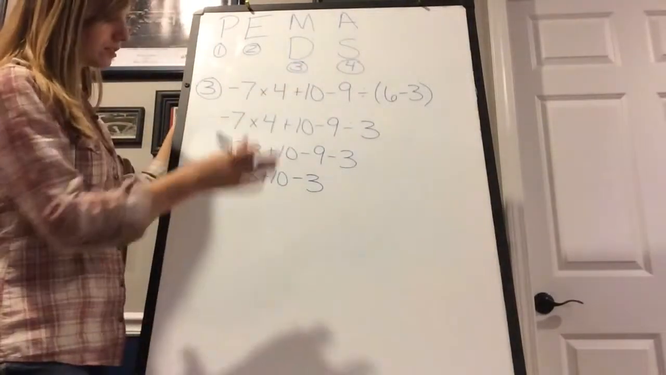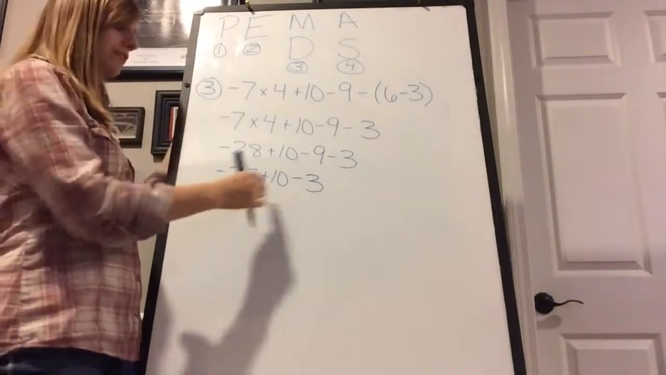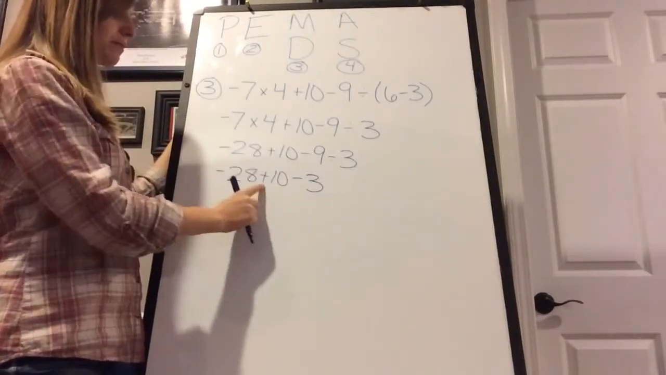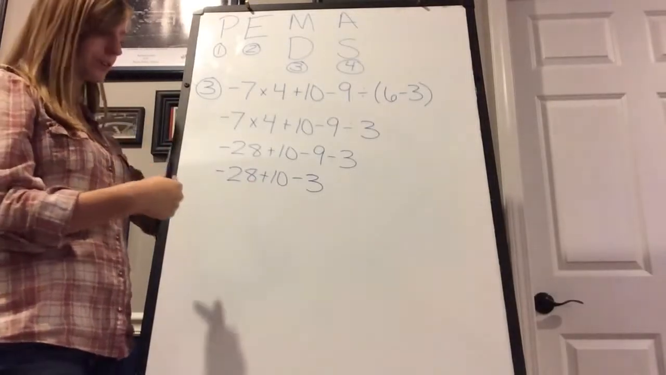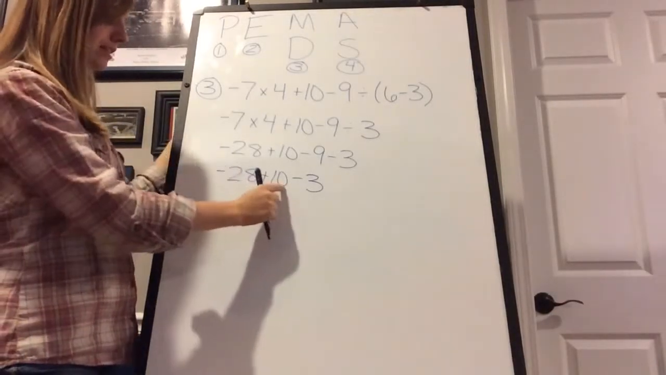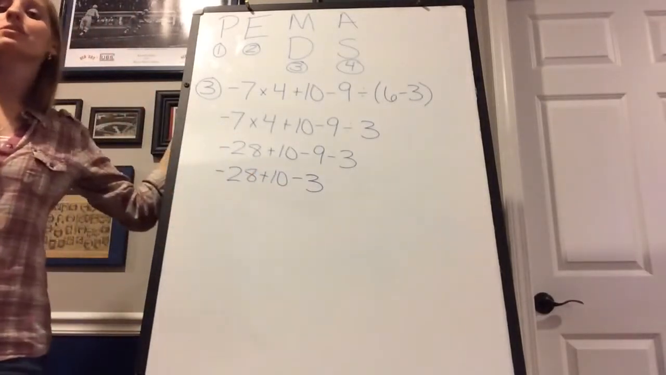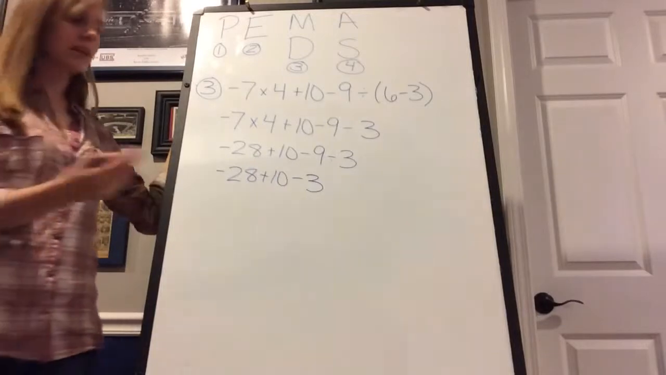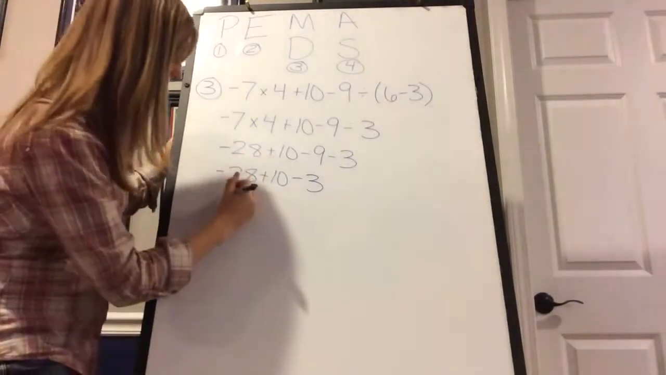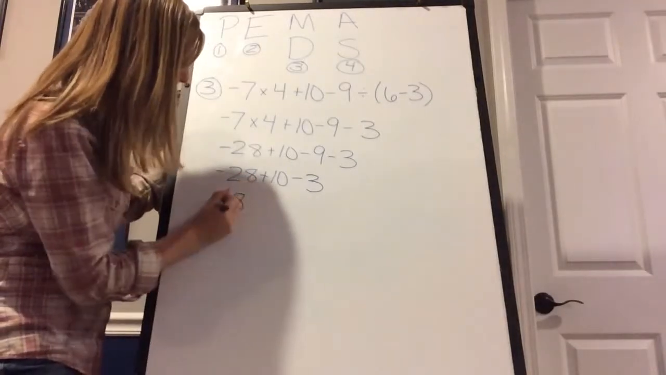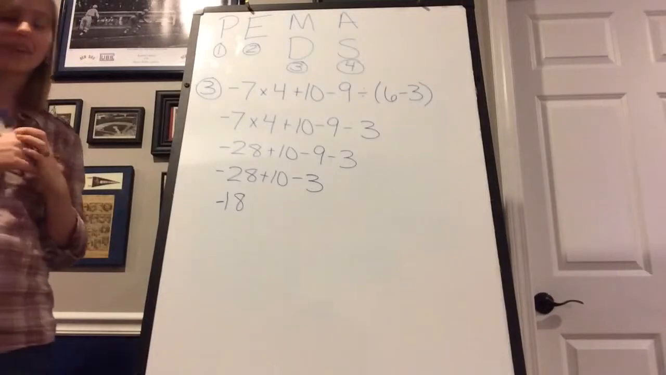Addition and subtraction, remember, they are of equal importance, so you do them in order from left to right. Negative 28 plus 10 comes first in the problem, so that's what I'm going to do first. Negative 28 plus 10, the signs are different, so even though it says plus 10, you actually subtract the two numbers because they have different signs. So 28 minus 10 is 18, and it will be negative because you have to keep the sign of the bigger number, so it's negative 18.